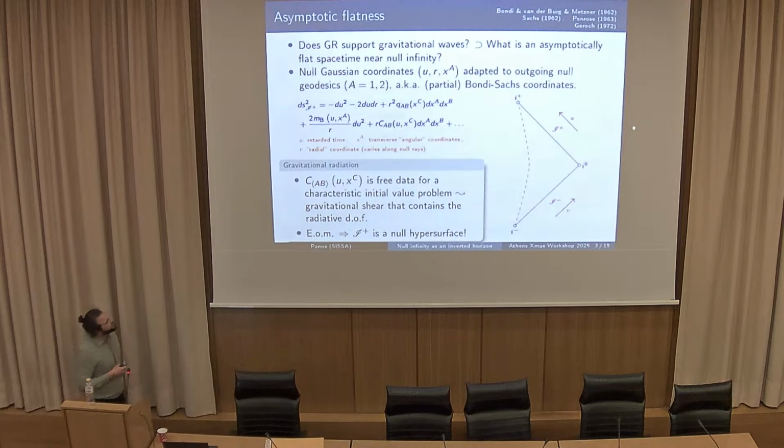And by these seminal works by Bondi, van der Burg, and Metzner, and Sachs, which followed a more coordinate-oriented approach to define asymptotic flatness near null infinity. What they essentially did is they chose a nice gauge, which was adapted to physical quantities. Namely, they chose null Gaussian coordinates adapted to outgoing null geodesics. This V is a retarded time here. R is some radial coordinate, and x^A are the spherical angular coordinates that one would use in Minkowski spacetime.